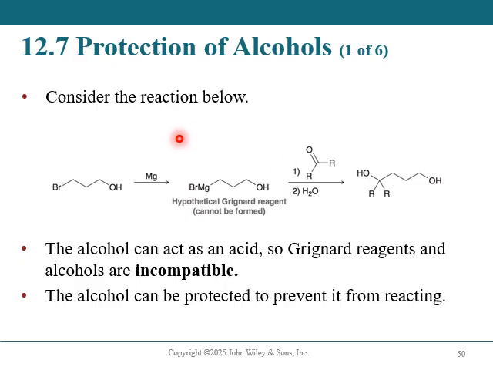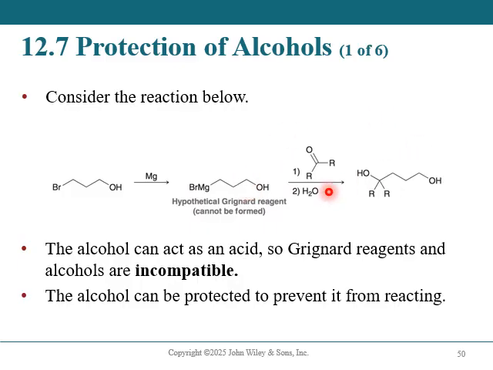Let's look at the reaction below. The alcohol can act as an acid, so Grignard reagents and alcohols are incompatible. The alcohol can be protected to prevent it from reacting. So if you see here, for instance, we have the alkyl group, then you have an OH, and you have a halogen, you add the magnesium. So this part is actually a Grignard reagent, but you actually have an OH. This doesn't really happen in real life, but if it did, then this would be your product.